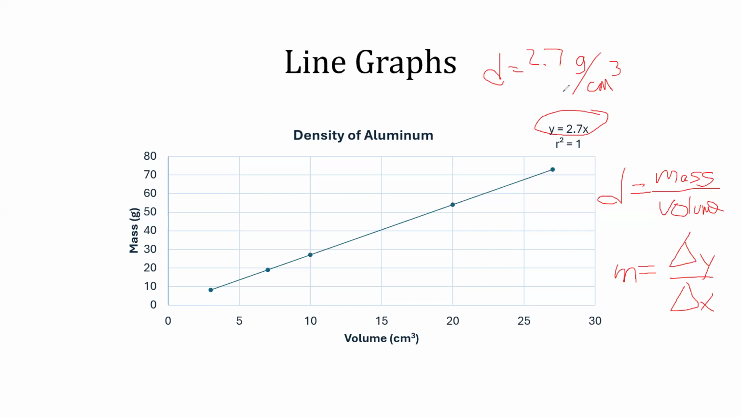With line graphs, one can determine the relationship between variables, and in this instance, mass has a direct relationship with volume, meaning that as mass increases, volume also increases and vice versa.